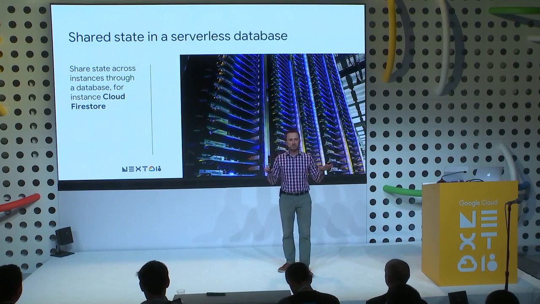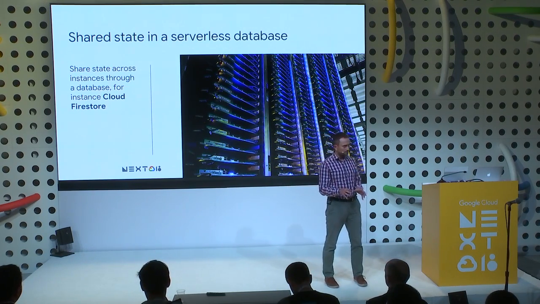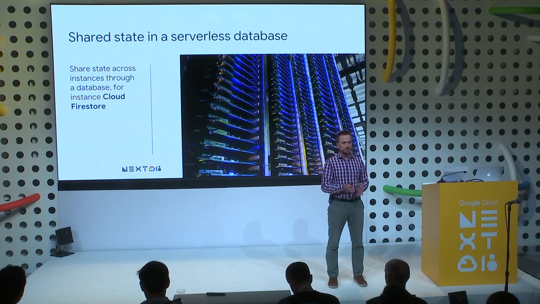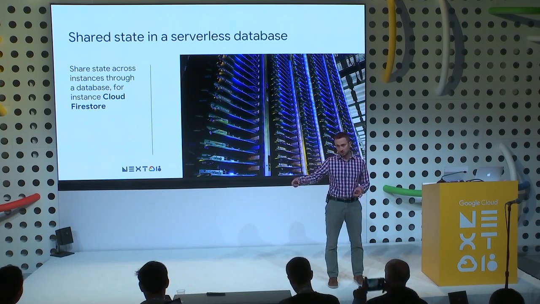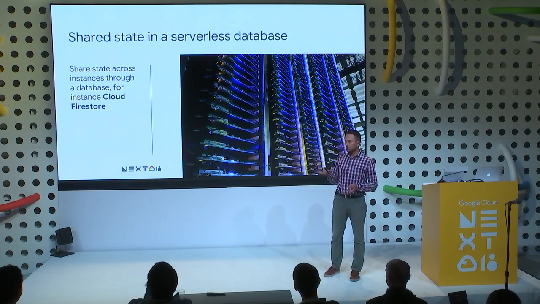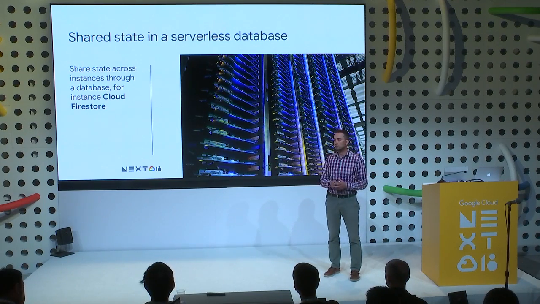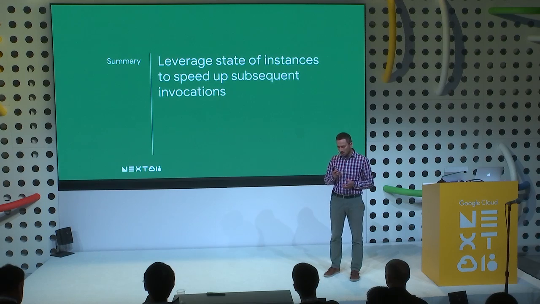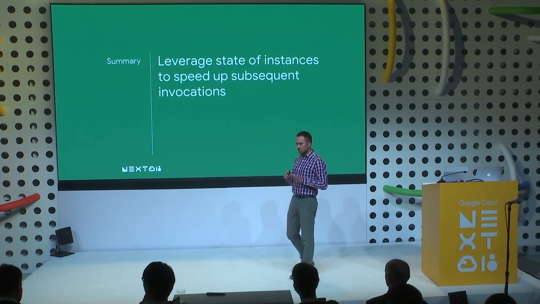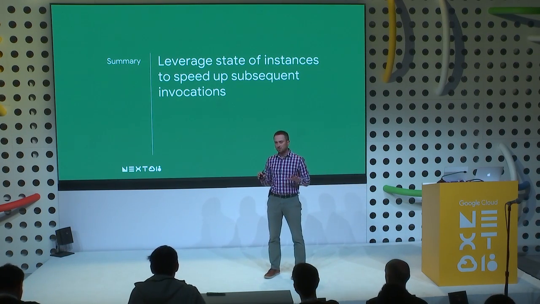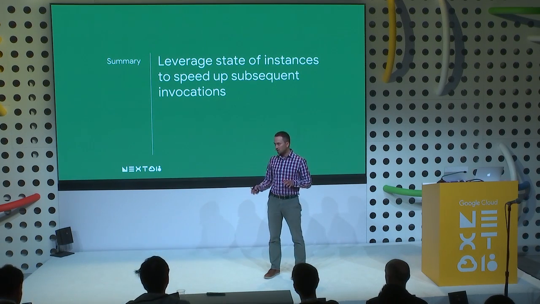This all was about caching computations inside the instance that executes your code. This cache, this state, is available only for this particular instance. So you have to recompute it in every other instance. It's also possible to go a little bit further and share some state across all the instances. But for that, you need to use some database, for instance, a serverless database like Firestore. So the summary for this part of the talk is that you can leverage the state of instances to speed up subsequent invocations.